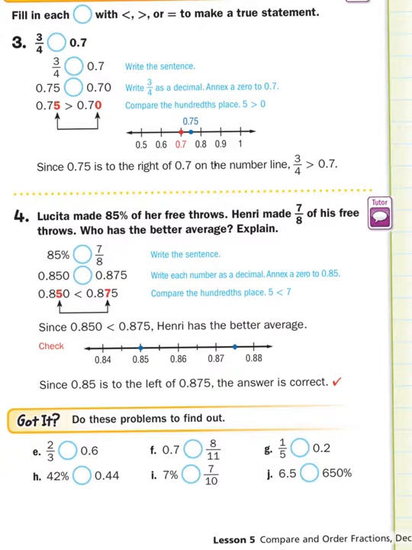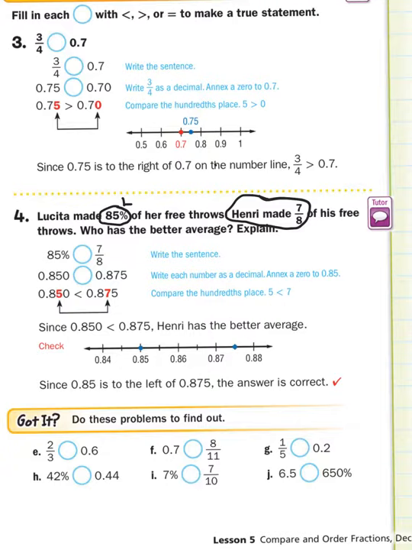So it says, Lucita made 85% of her free throws. So that's 85% for Lucita. Henry made 7/8 of his free throws. So he made 7 out of 8 of his free throws. Who has the better average? Explain. Now you can go through how the book has it, but I'm going to show you what I'm going to do here.